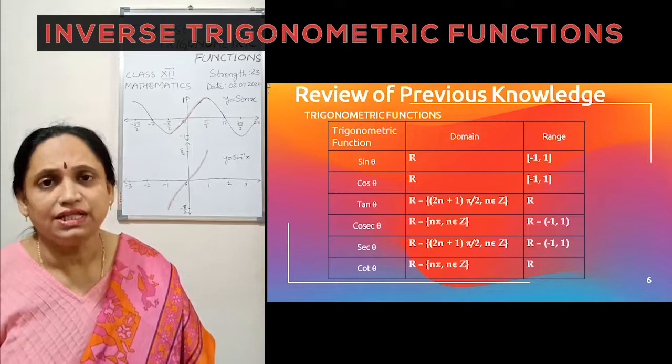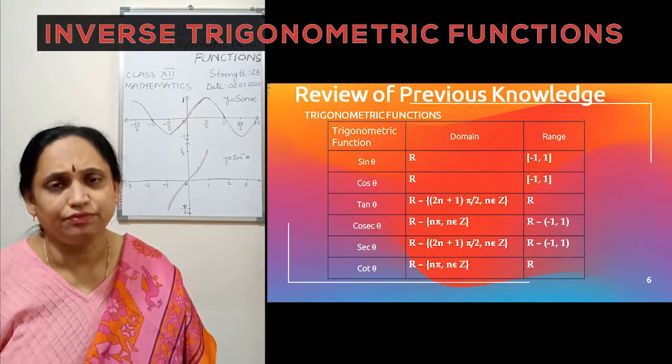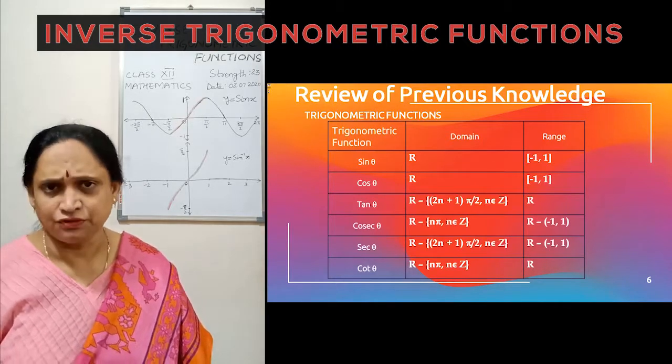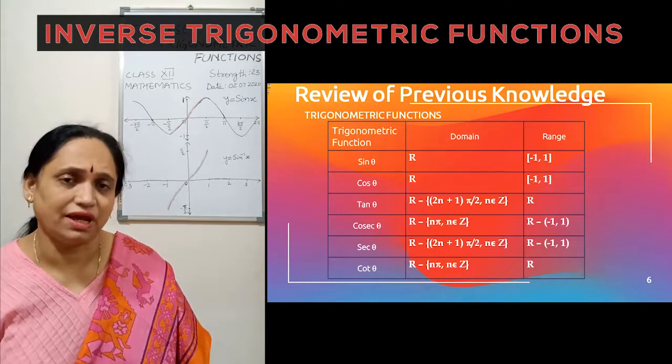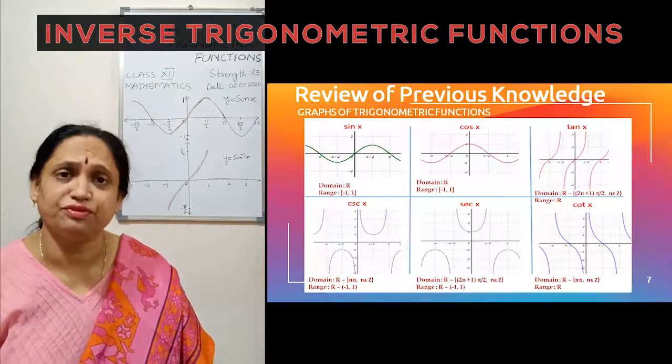And you can also see that the range of tan and cot is the same, which is the set of all real numbers, and the range of cosecant and secant is the set of all real numbers except the real numbers which are between -1 and 1. Let's look at the graphs of trigonometric functions.